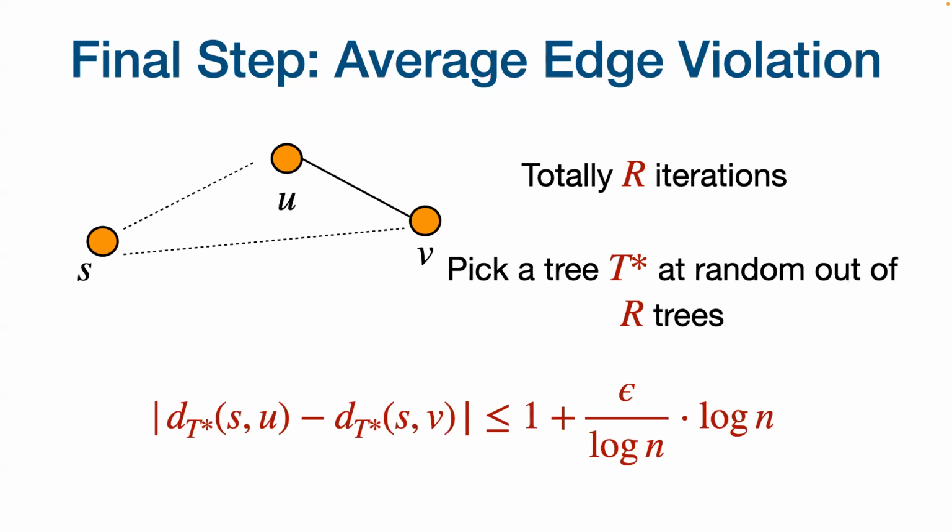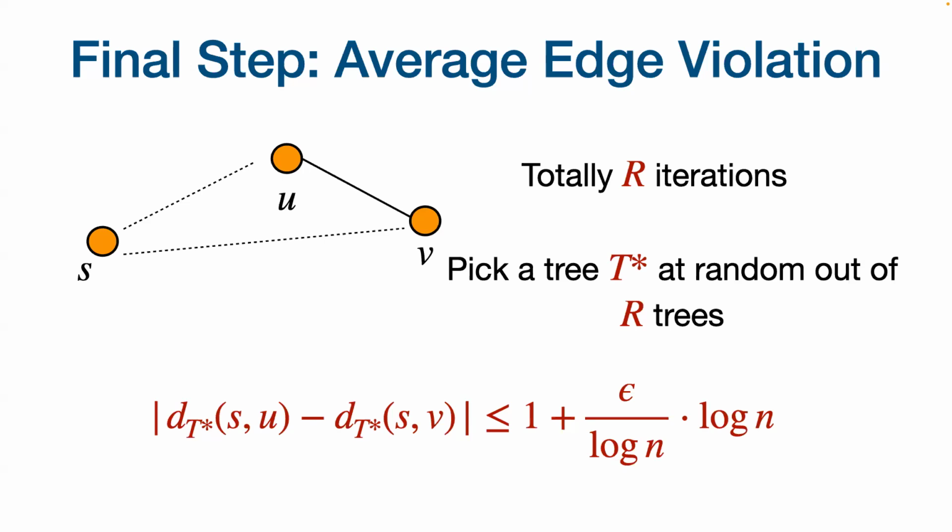Okay. And these were the violations that we've been working with, meaning the distance between S and U and the distance between S and V. Okay? So we said that if this distance is violated, it is at least 1. My claim is that in a random tree, for every edge U comma V, this distance is at most this value. So on average, the total violation for a particular edge is not going to be more than this.